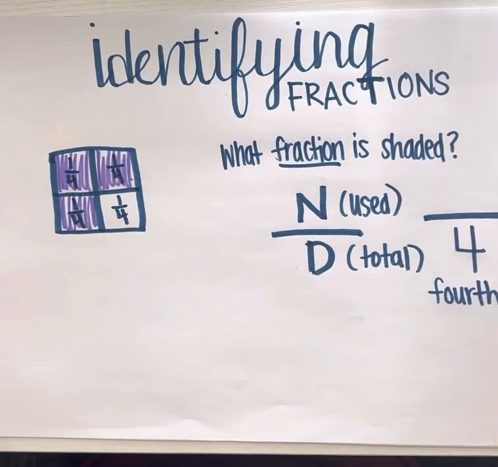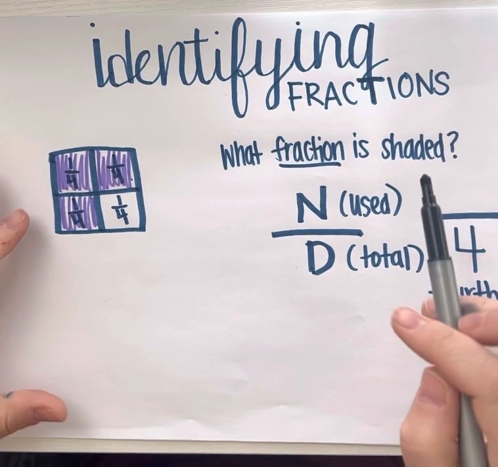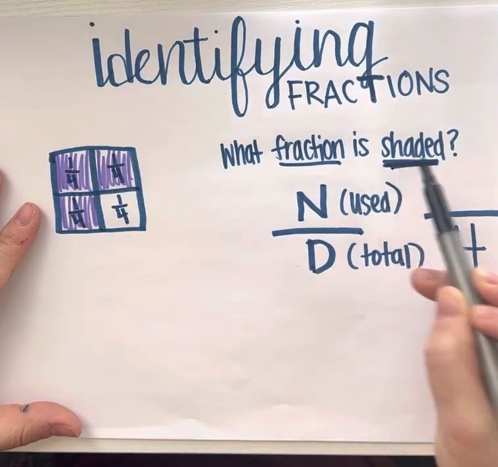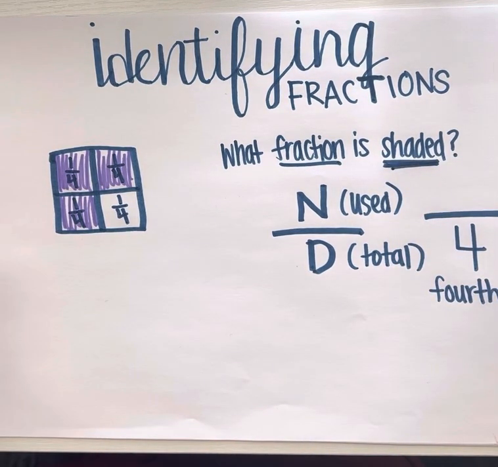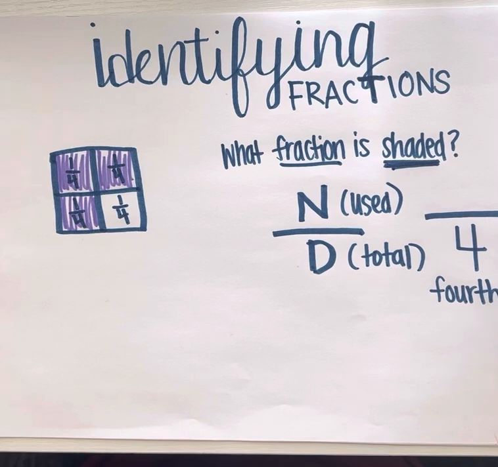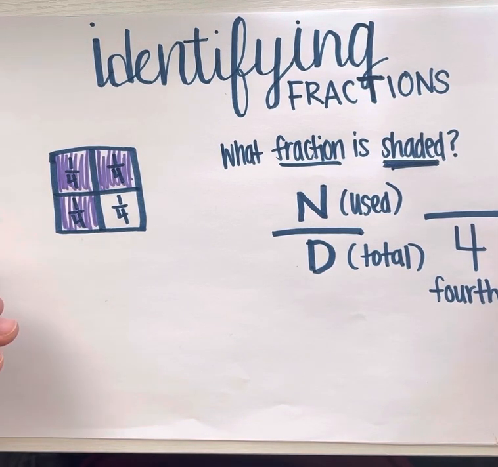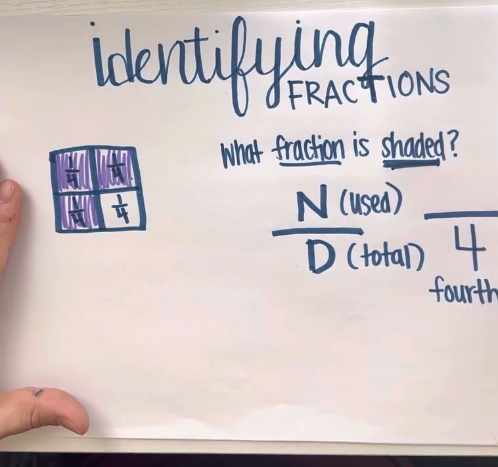Now my numerator is asking me for the part that is shaded. That's our other important word here, because sometimes it won't ask you for shaded. Sometimes it will ask you for the part that is not shaded, or how many equal parts did somebody eat or use. So you want to pay attention to that part of the question.